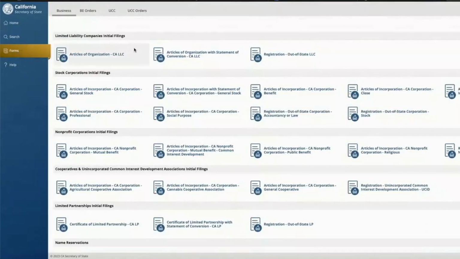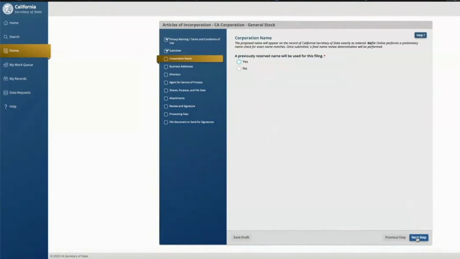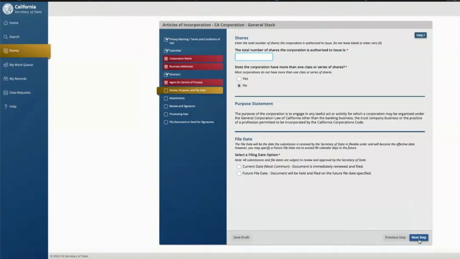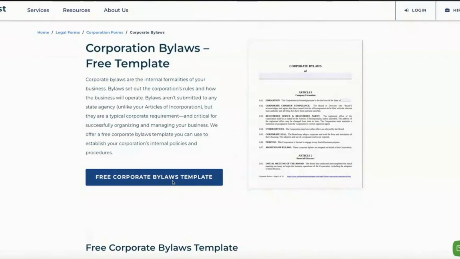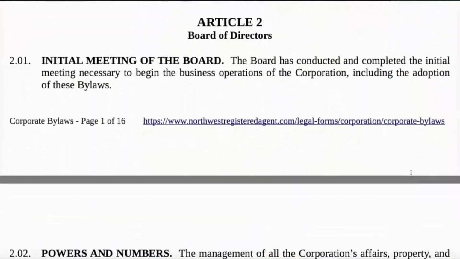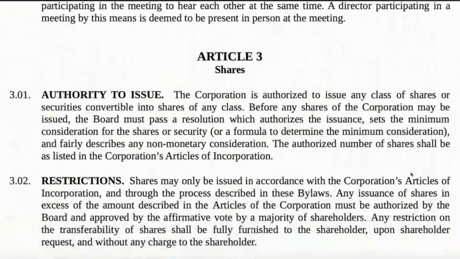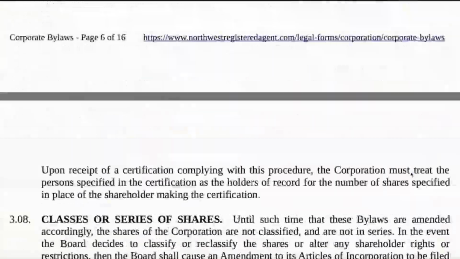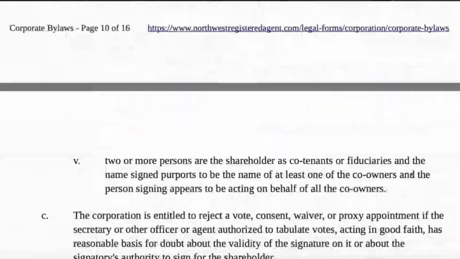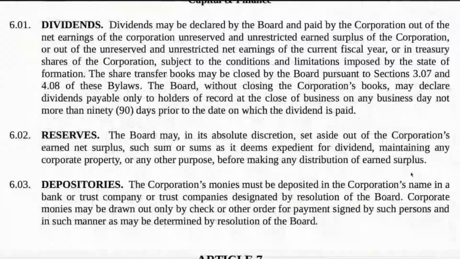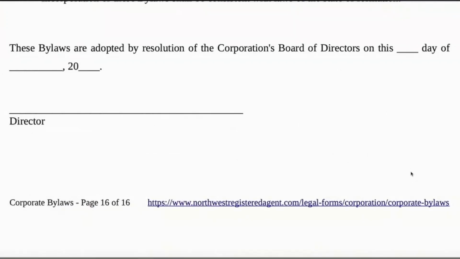Now, you need to file articles of incorporation with the California Secretary of State. This document outlines the basic details of your corporation, such as its name, address, registered agent, and purpose. Once your articles of incorporation are approved, you need to draft bylaws for your corporation. Bylaws are the rules and procedures that govern your corporation, such as how directors are elected, how meetings are conducted, and how profits are distributed. Bylaws are not filed with the state, but they are important for the internal management of your corporation.